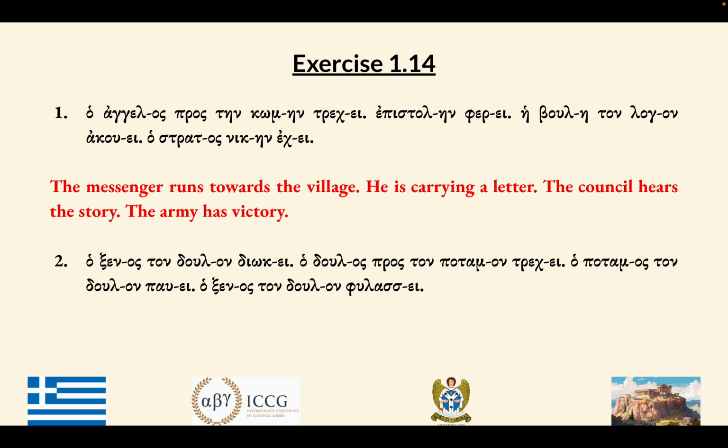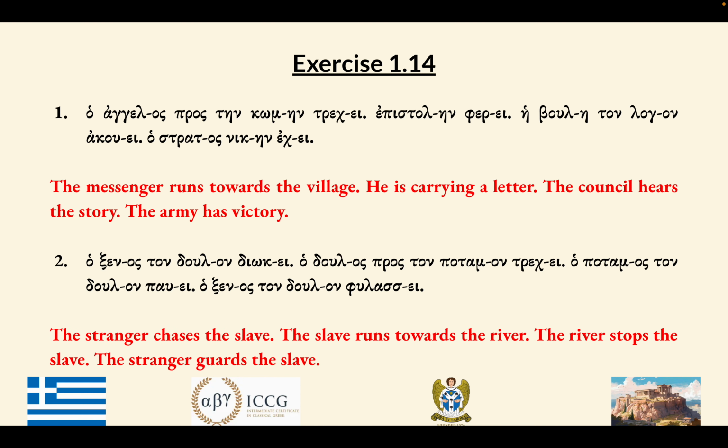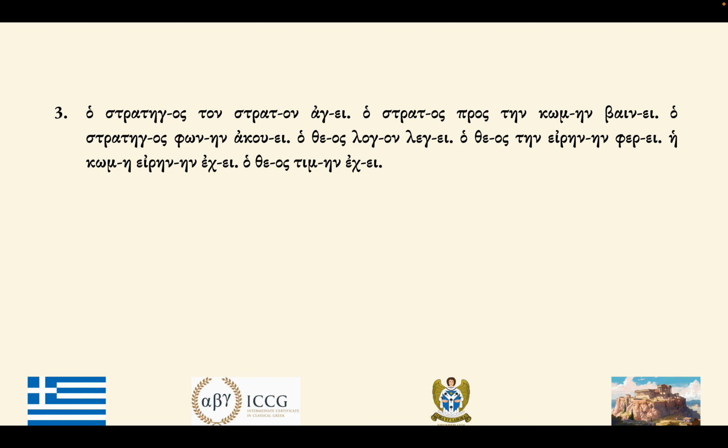Then number 2, hoxenos ton doulon dioke, ho doulos pros ton potamon treke, ho potamos ton doulon paue, hoxenos ton doulon fulasse. So all that means the stranger chases the slave, the slave runs towards the river, the river stops the slave, the stranger guards the slave.